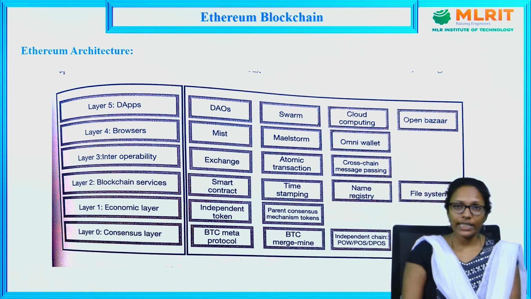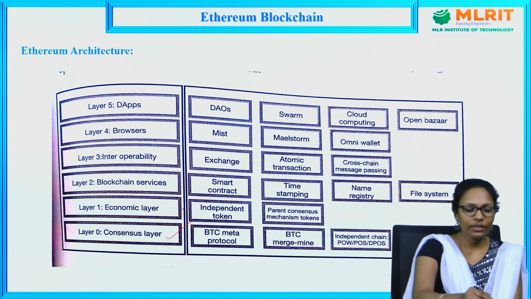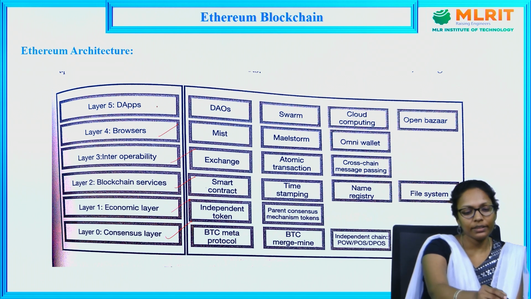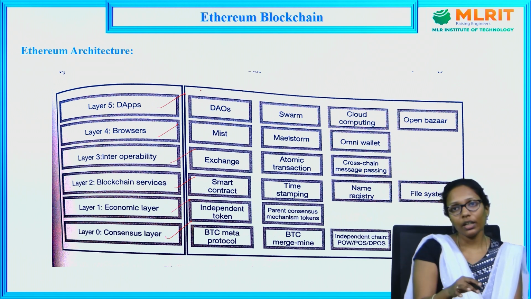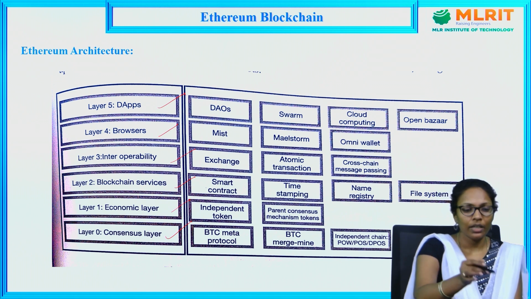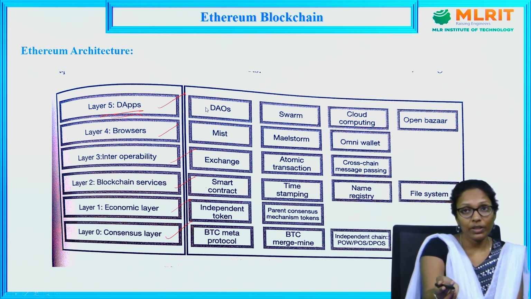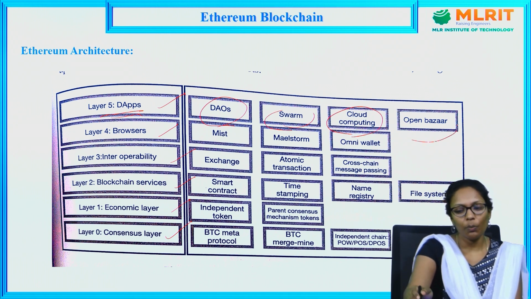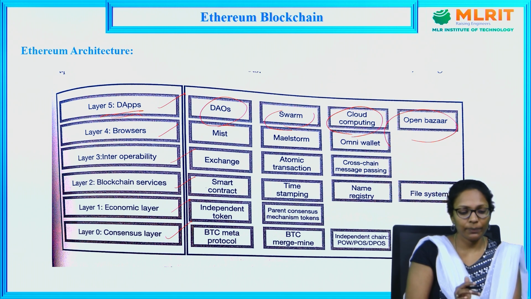So next is the Ethereum architecture. This is the architecture of Ethereum, which consists of 6 layers from layer 0 to layer 5. Layer 0 is the consensus layer, then the economic layer, blockchain service layer, interoperability layer, browsers layer, and dApps layer. In each layer, we are describing the different set of things which we are using in that particular area. If I consider dApps, what are the dApps? We have decentralized applications: DAO, SWARM, cloud computing, OpenBazaar. All these are different dApps, decentralized applications which we are using currently.